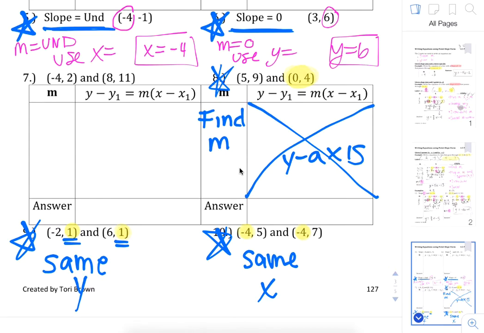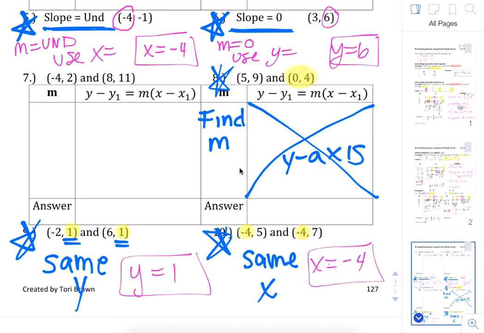Okay? Problems 9 and 10 are very similar. If you're given 2 points and you notice that the numbers are the same, they have the same y or the same x, you can write that equation. Same y would be y equals 1. Same x would be x equals negative 4. You're just writing down the number that repeats and then saying if it's an x or a y.